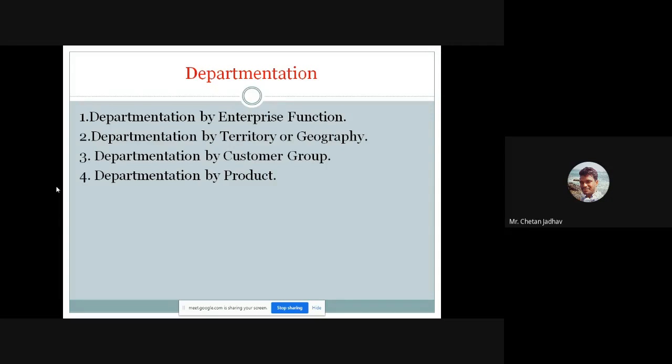Departmentation is nothing but dividing work on the basis of specialization.